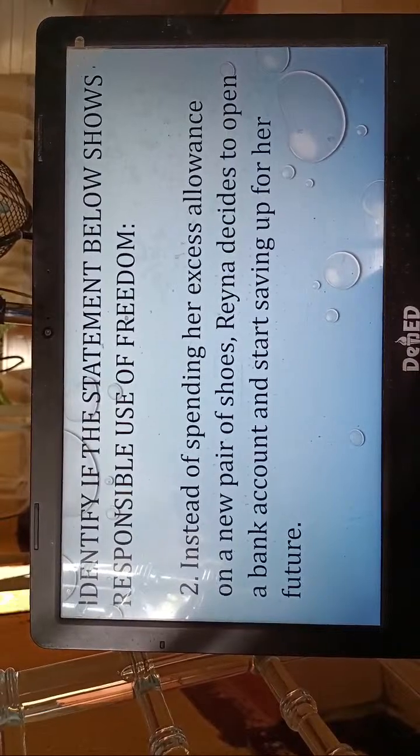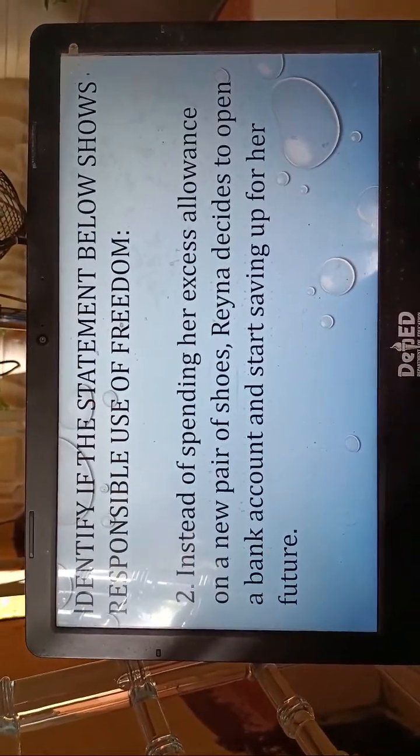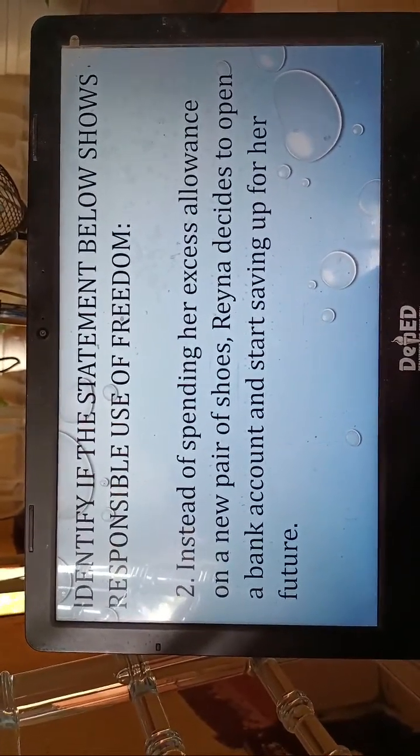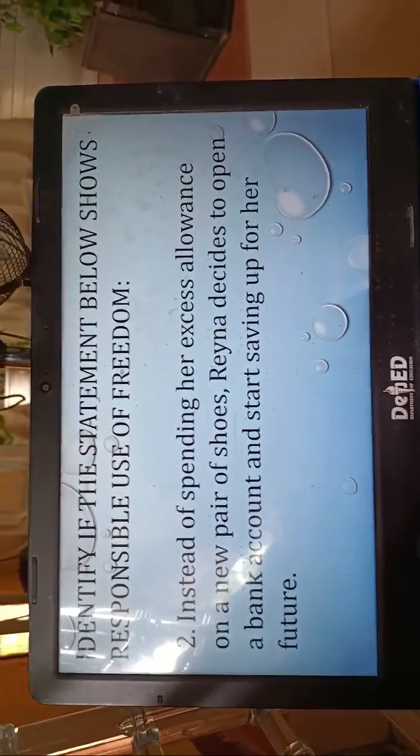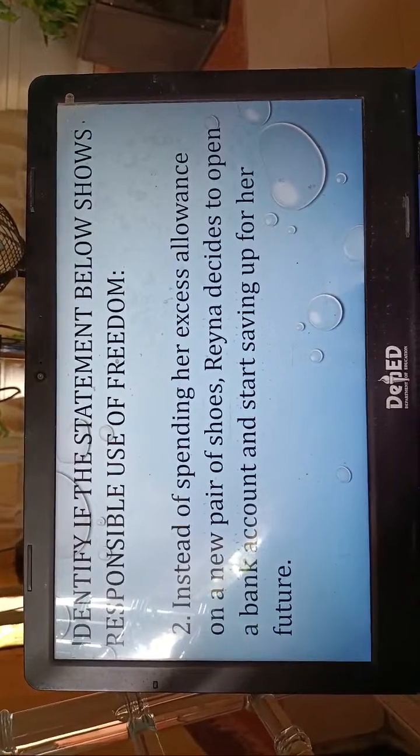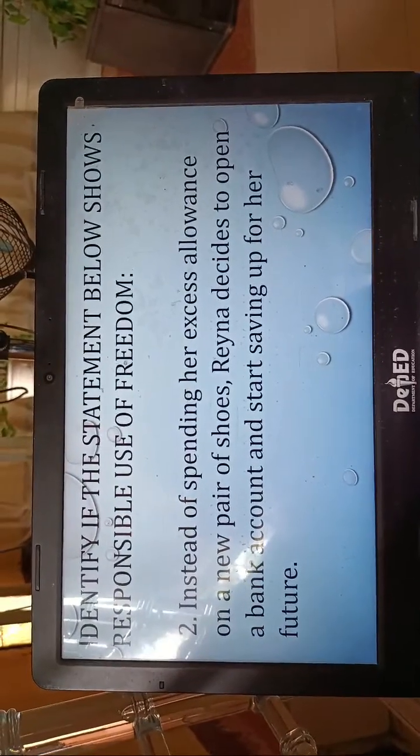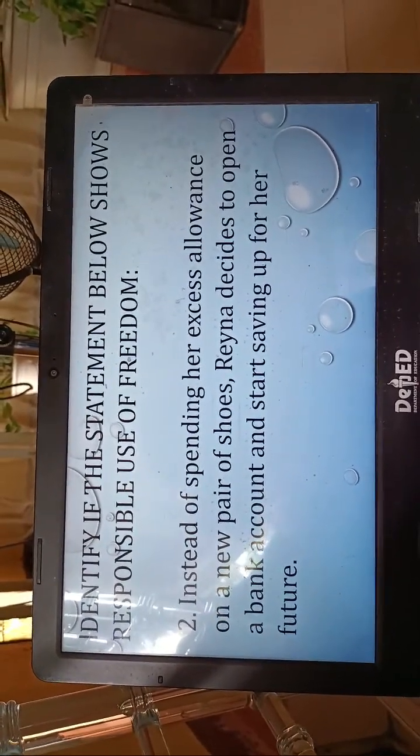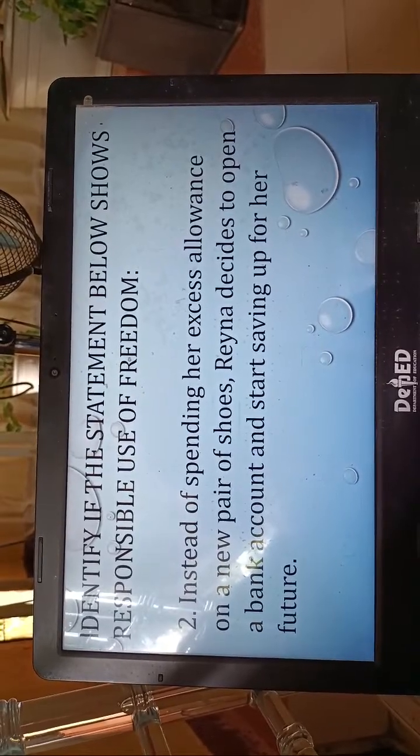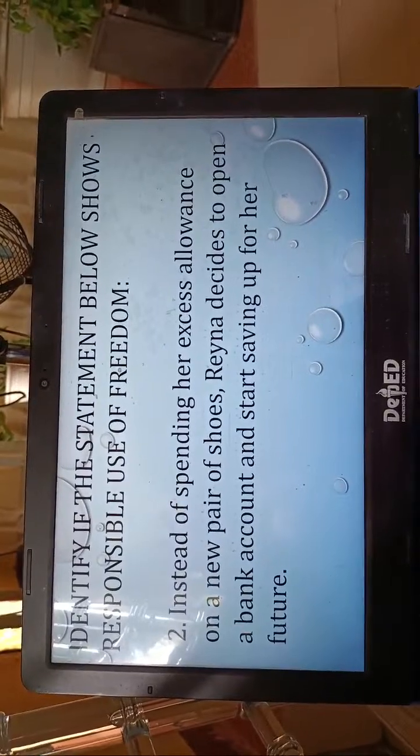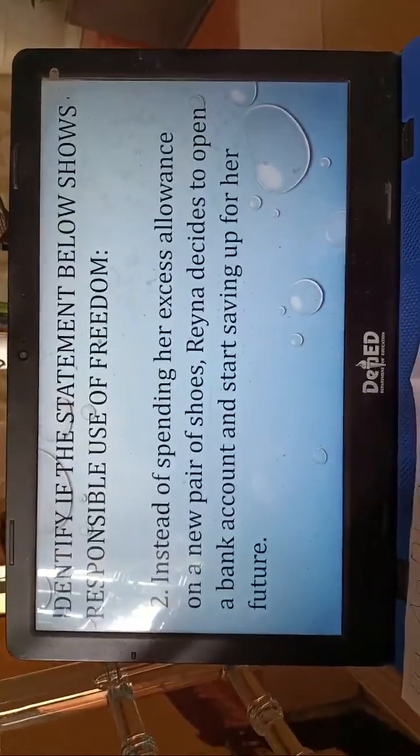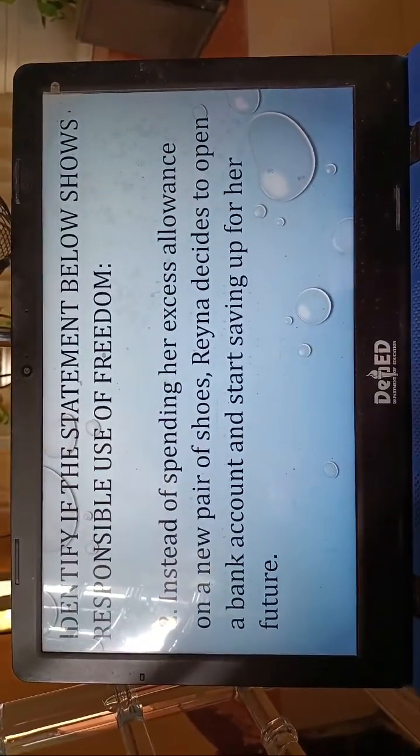For the second item, instead of spending her excess allowance on a new pair of shoes, Reina decides to open a bank account and start saving up for her future. Is she exercising a responsible use of freedom or not? So you answer me with yes it is, or no it isn't.